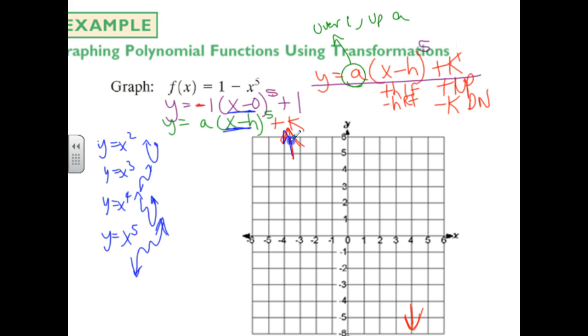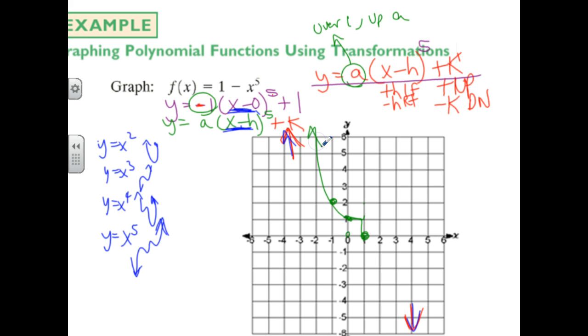In this case, it's negative. So again, 2nd and 4th, we're going to flip that S around. It's an S shape. Don't move left and right, but move it up 1 unit. So instead of being 0, 0, it's up here. And then it's over 1, up a. But in this case, since a is negative, I'm going to go over 1, down 1 to find the other point. And it's symmetrical on the other side.